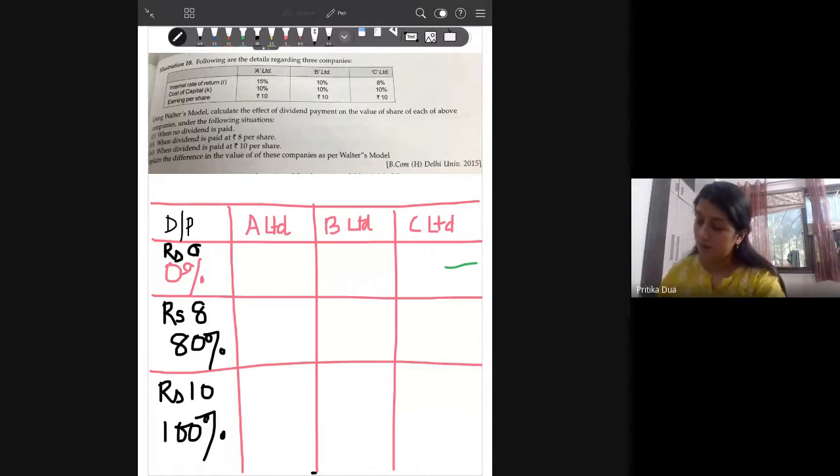I'm writing the formula here again. R is the internal rate of return. K is the cost of capital. E is the earning per share. D is the dividend per share. And the entire term is upon KE. We'll start solving and then we'll discuss the answers.